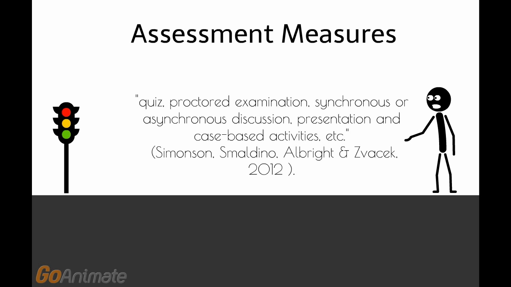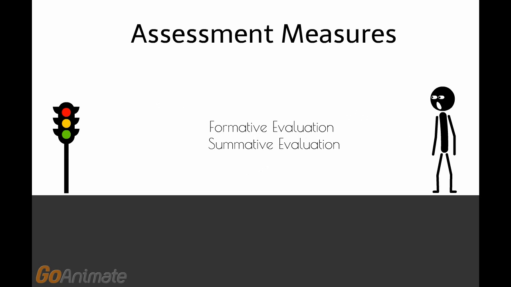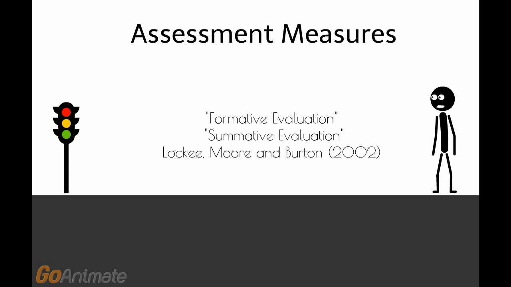It is considerable for instructors to assess the quality of the online teaching process and outcome. There are numerous assessment measures that the instructor can carry out in an online teaching environment, such as quiz, proctored examination, synchronous or asynchronous discussion, presentation, case-based activities and so on. Moreover, Lockheed, Moore and Burton explained that formative evaluation is the best way to ensure an online course's quality. Besides, summative data can be collected from a variety of sources, using an extensive menu of data collection methods.